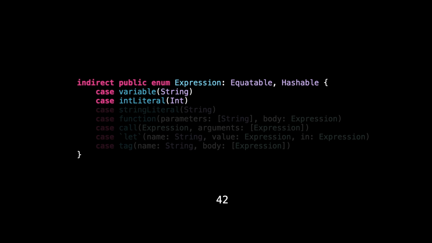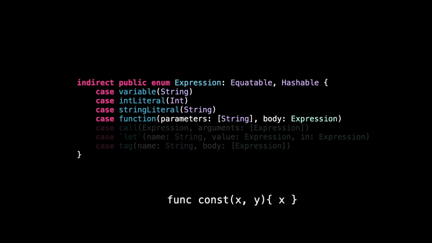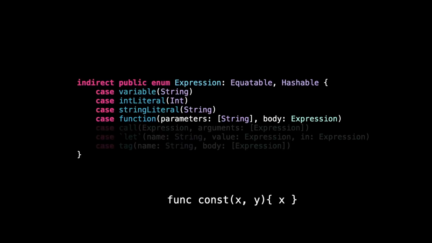The next case is integer literals, and that simply contains the number as an integer. And string literals are again very simple. They contain the string that's represented. Now when we write a function, it gets more interesting. A function has a list of parameters as strings, and then it has a body, which is again an expression. So you can already see that this is a recursive definition. Within a function, we can now have variables or integer literals or string literals, or even more functions.